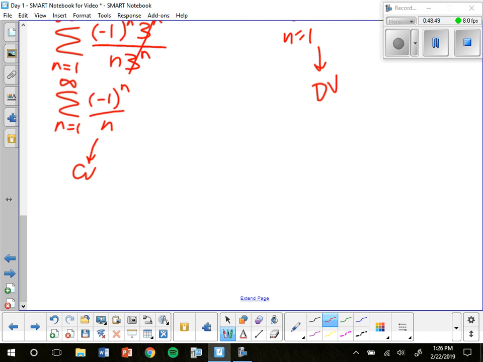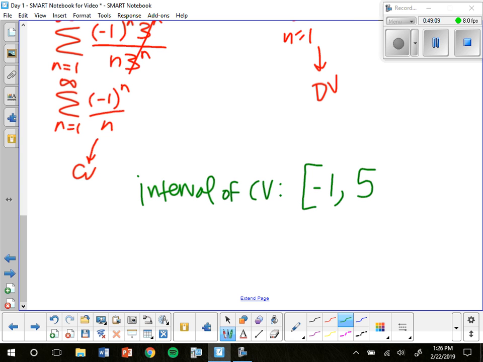So it's -1 less than or equal to x less than 5. So my interval is definitely between -1 and 5. I'm going to write it in brackets; you can write it with inequalities. Do I include -1 or not? Yes, include -1. Go all the way to 5. Include 5? No. There's my interval of convergence.